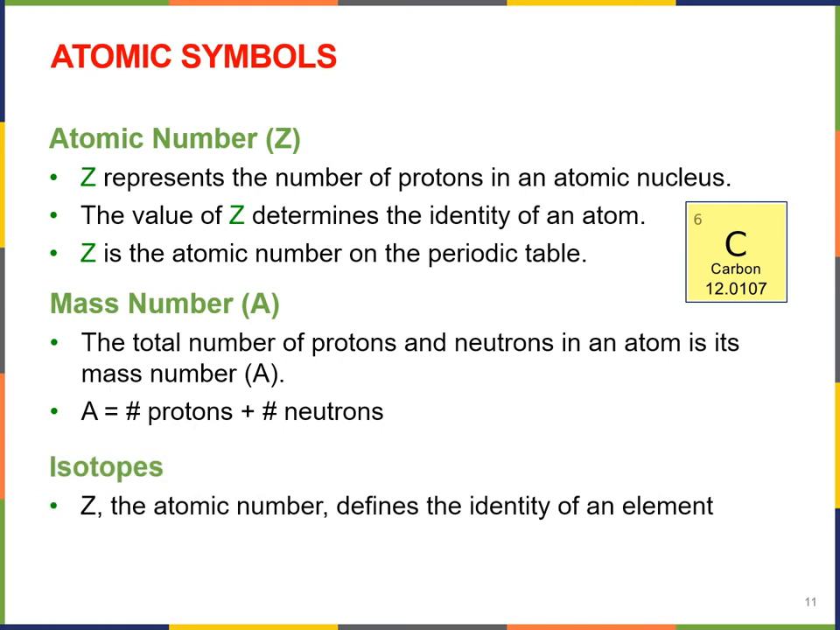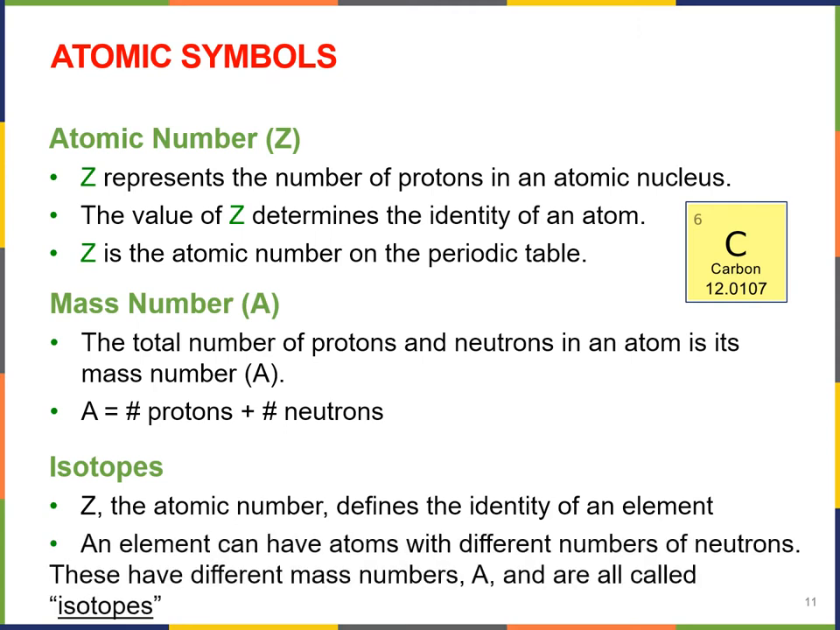Okay, so now we want to introduce a new concept, the concept of isotopes. Remember, Z, the atomic number, which is the number of protons, defines the identity of an element. What you may not realize yet is that that statement implies that as long as the number of protons doesn't change, the number of neutrons can change, and you still have the same element, because the atomic number defines the identity of an element. So an element can have atoms with different numbers of neutrons. These have different mass numbers A, and are called isotopes.